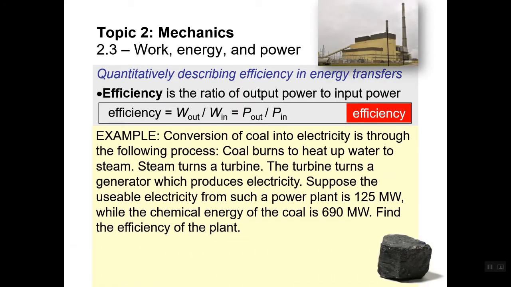Conversion of coal into electricity is through the following process. Coal burns to heat up water to steam. The steam turns a turbine. The turbine turns a generator, which produces electricity.